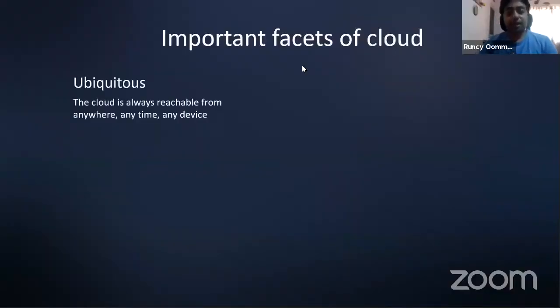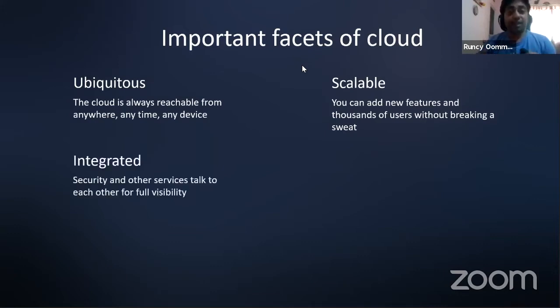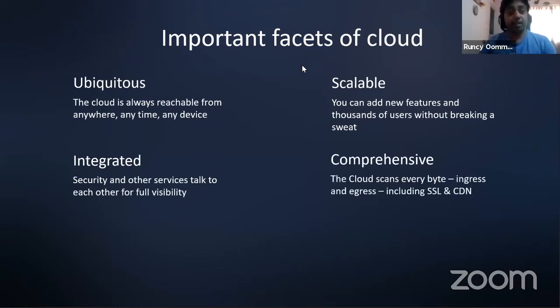To understand that, you need to understand the important facets of the cloud, because the cloud is ubiquitous. It is everywhere. It is scalable. At the push of a button, you can have any number of cores or processing power or storage or memory at your fingertips, right? It is well integrated. If you have an IT infrastructure, it is very possible to integrate it with the cloud system, the hybrid philosophy of doing things. It is comprehensive because it scans every byte, whether outgoing or incoming, even if it is encrypted.